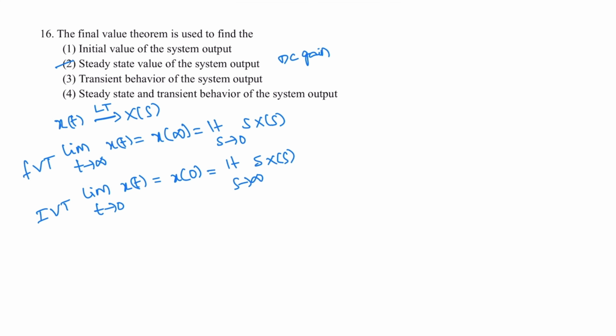Next, the initial value theorem is used to determine the starting conditions or initial conditions of the system, or the initial value of the system. So this initial value theorem is used to find the initial value or starting conditions of the system. So the correct option is 2.